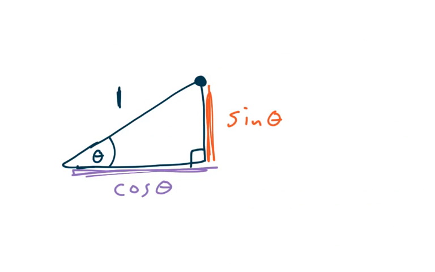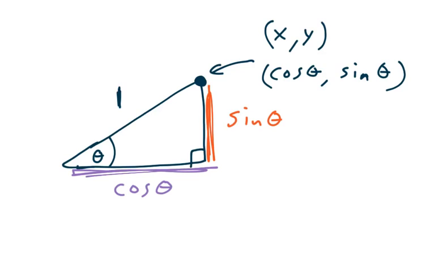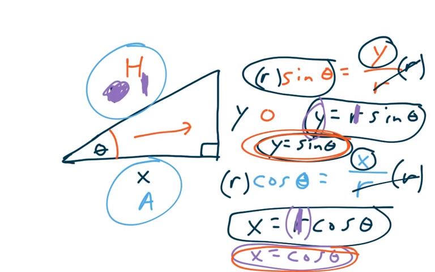In other words, this point right here, guys, is not only x, y, but since we're working in terms of theta, it's going to be cosine theta, sine theta. In other words, x is the same as cosine when r is 1, and y is the same as sine. What I'd like you to do, guys, is pause and take notes on this.